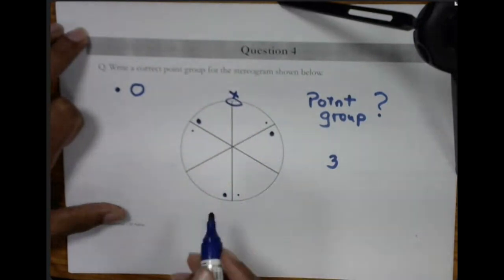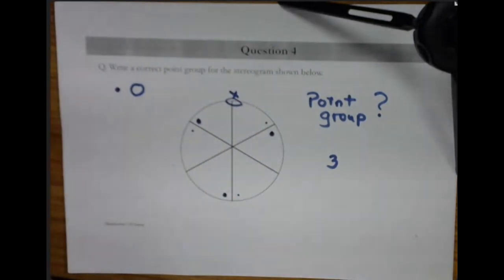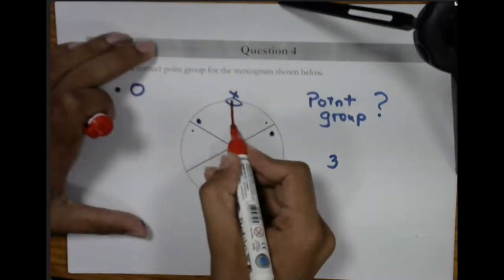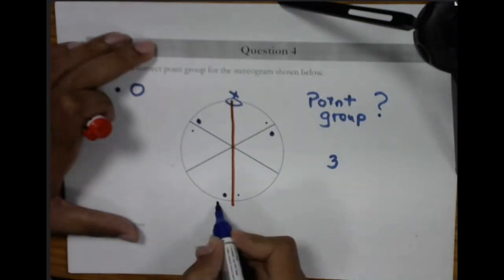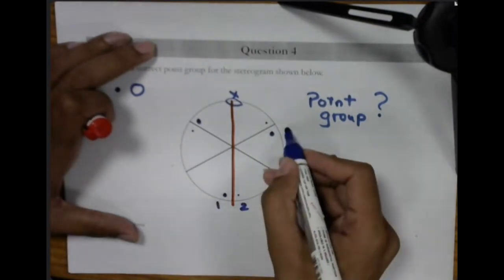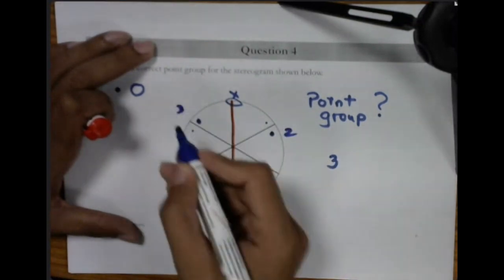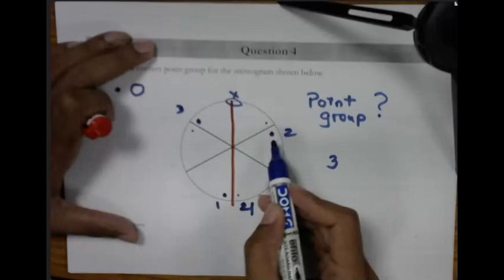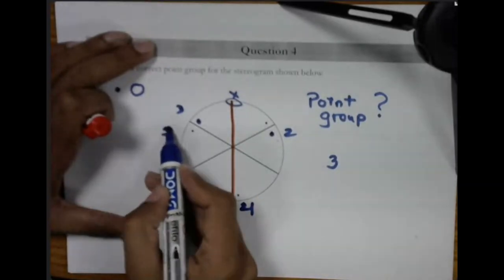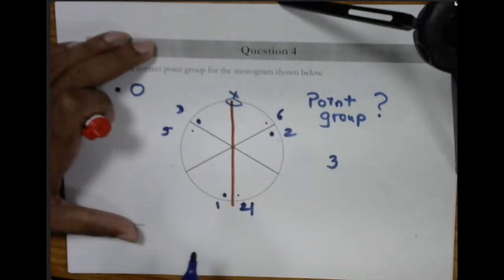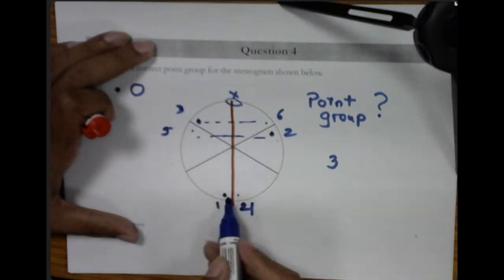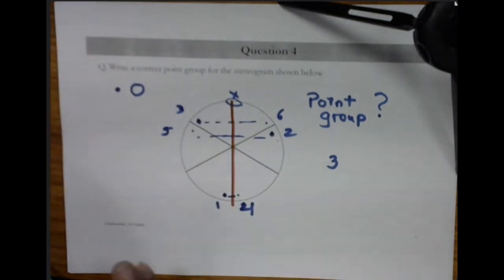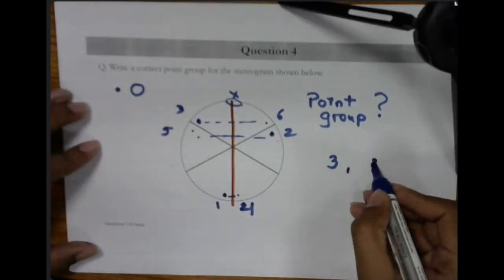So what we can see is that if we apply the mirror, let us say this is our mirror, then point number 1 will get to point number 2. Sorry, this is 2, this is 3. Then point number 1 will get to point number 4, 2 will get to this, and 3 will get to this particular point 6. So we can map all of them. So that's how we can see that it is a combination of the threefold and mirror.